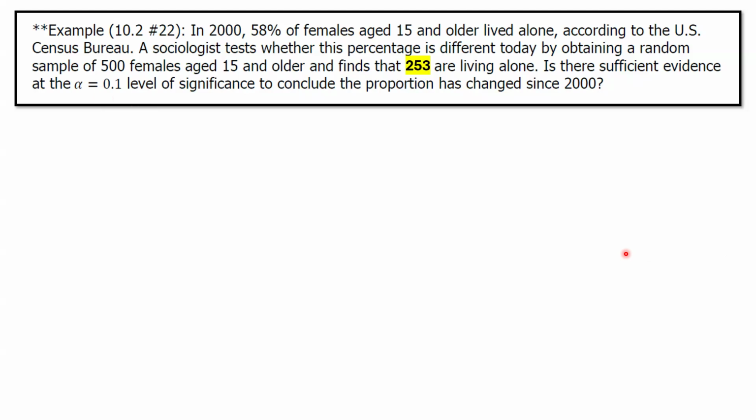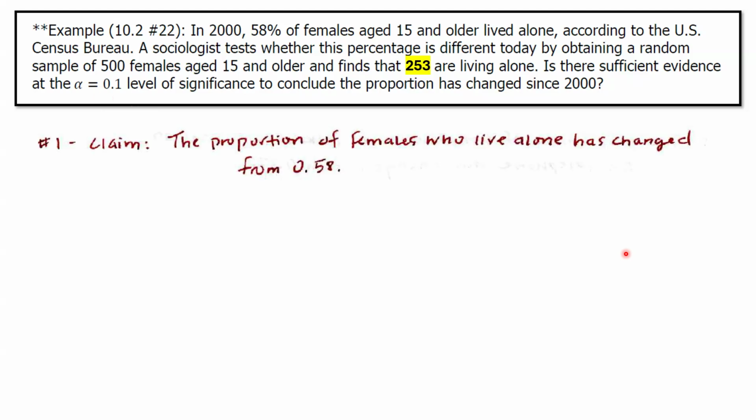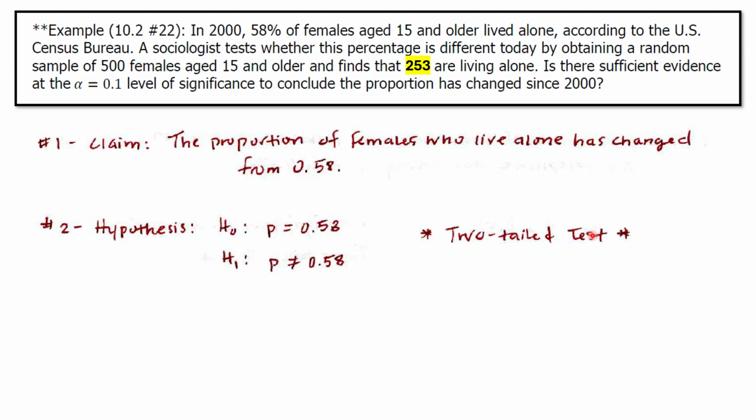Okay. So our claim is that the proportion of females who live alone has changed from 0.58. That's the claim that the researcher is making. So our hypothesis is going to be p equals 0.58 for our null. And for the alternative, p does not equal 0.58, because our keyword here is: has it changed? So has it increased or decreased, but it's not specific on which one. All right, so we know then that this is going to be a two-tailed test. Our level of significance is going to be 0.1.